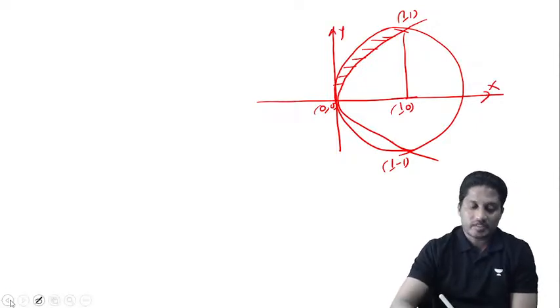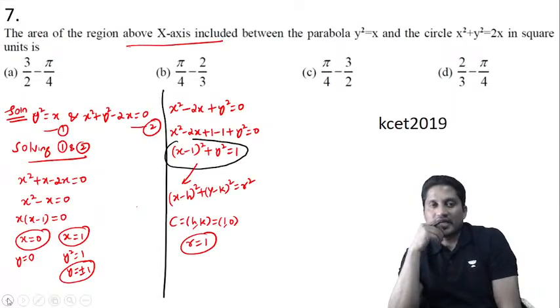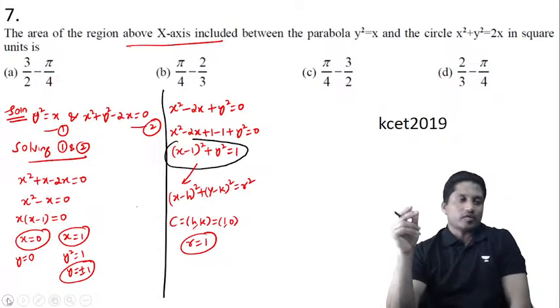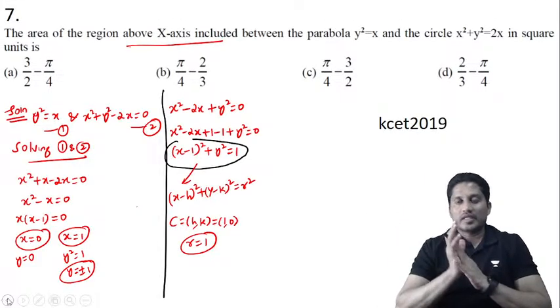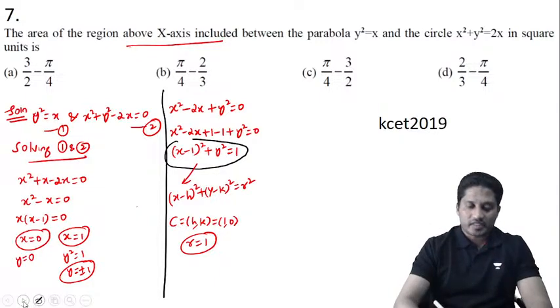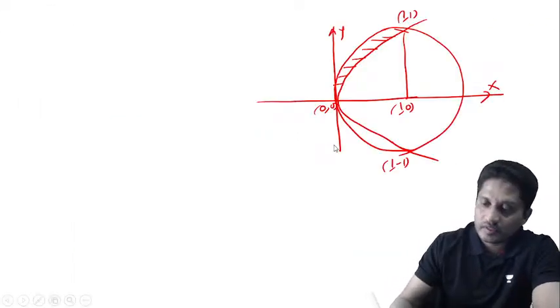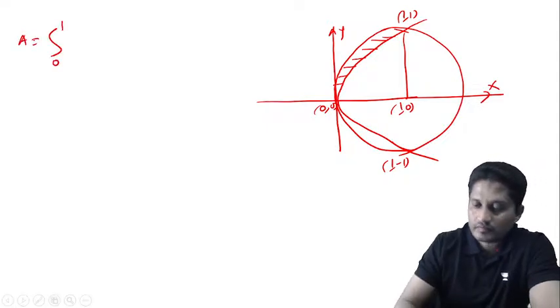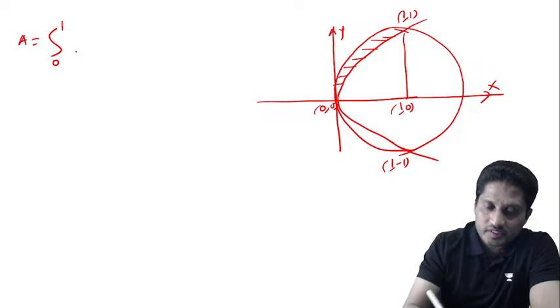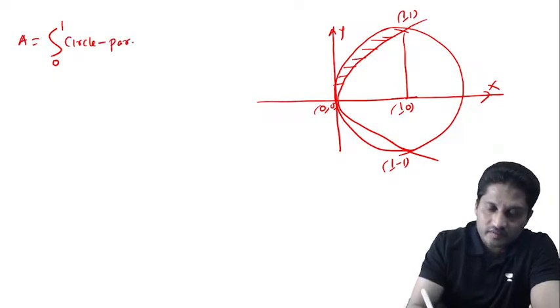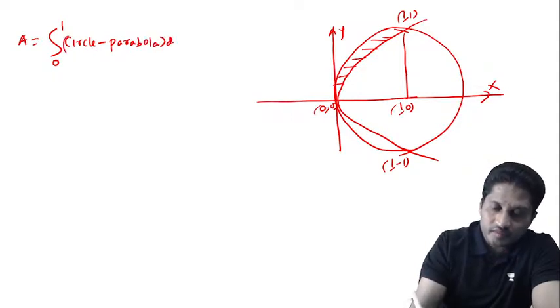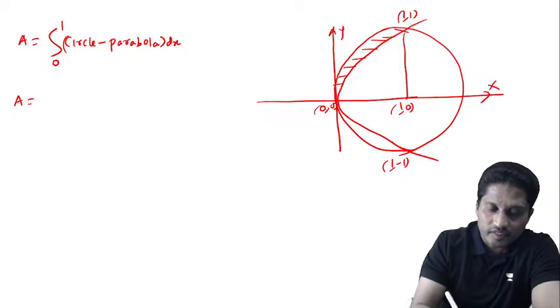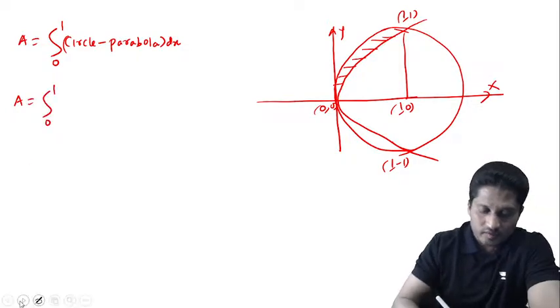See, according to the question, the area of the region above x-axis bounded between the parabola and the circle, that is the area above x-axis bounded between the circle and the parabola. Area is equal to integration from 0 to 1, circle minus parabola dx. So area is equal to integration of 0 to 1.